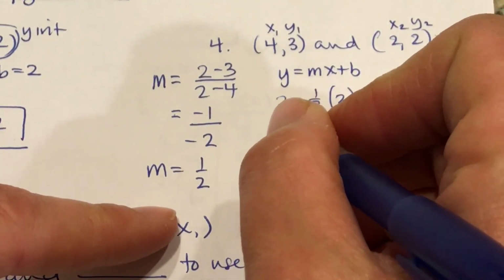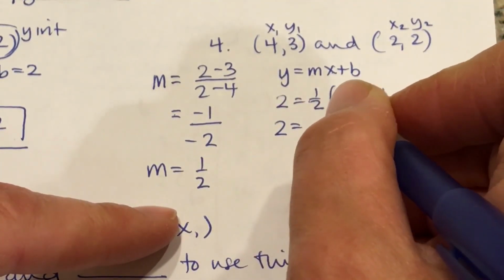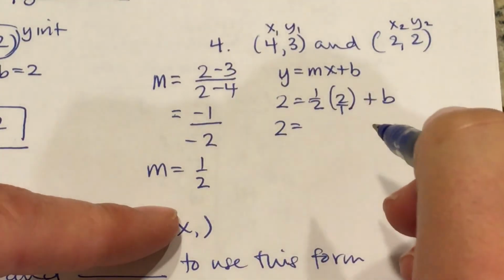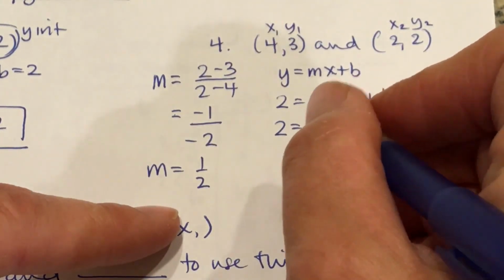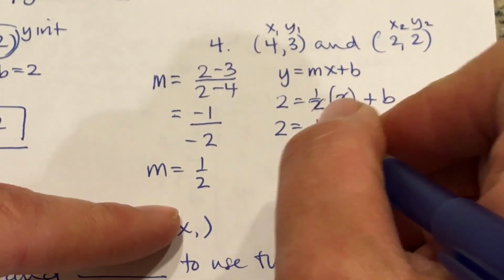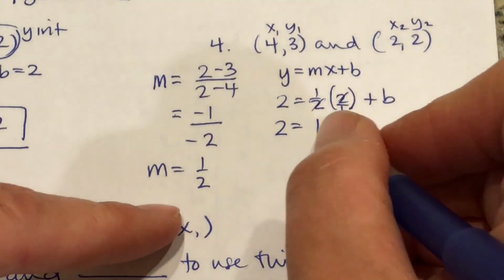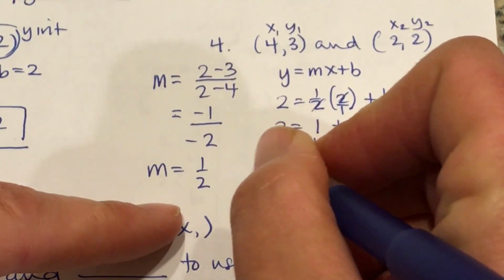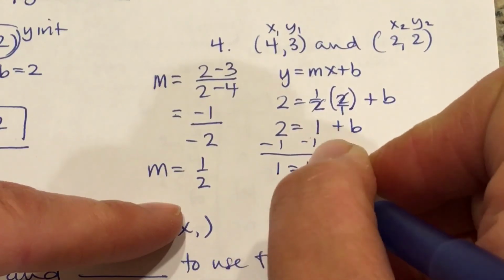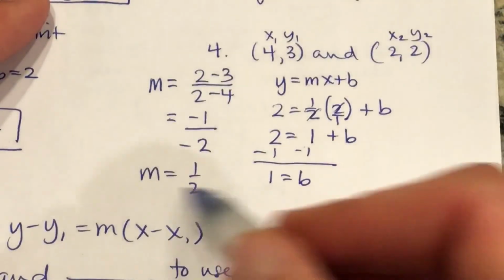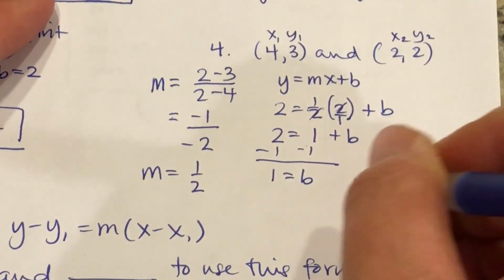So now I'm going to simplify. I can't do anything to this 2. What about that one? Can't I make that over 1? What does that give me? These guys make a 1. This is a 1 plus b. Now I'm going to subtract 1 from both sides, and I get 1 equals b. Yay! Now I've got m and b. Here's my equation.